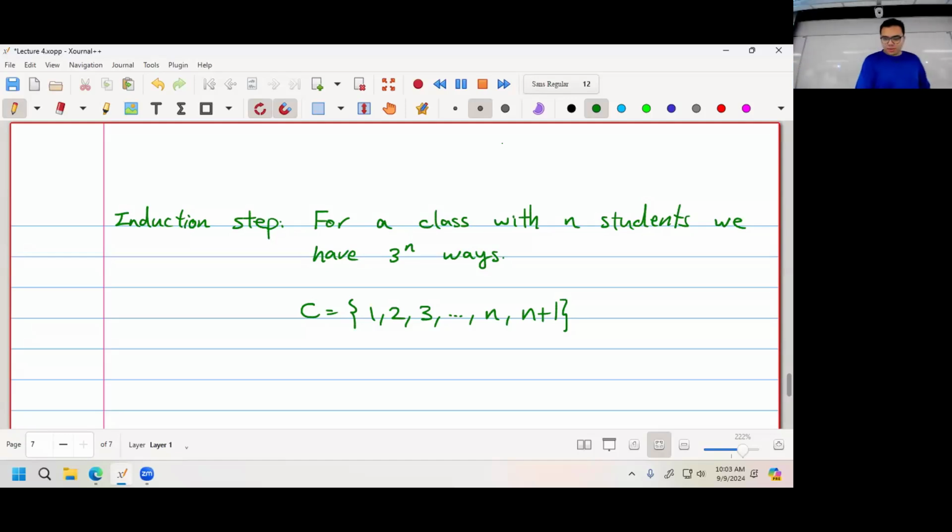Now let's look at the very last student, student n plus 1. I have 3 ways of choosing what happens to student n plus 1. And I can combine any choice for this last student with any combination of choices for the previous students, because they're completely independent of each other. So I have 3 to the power of n ways to decide the fate of the first n students times 3 ways of deciding the fate of the last student. This gives me 3 to the power of n plus 1.